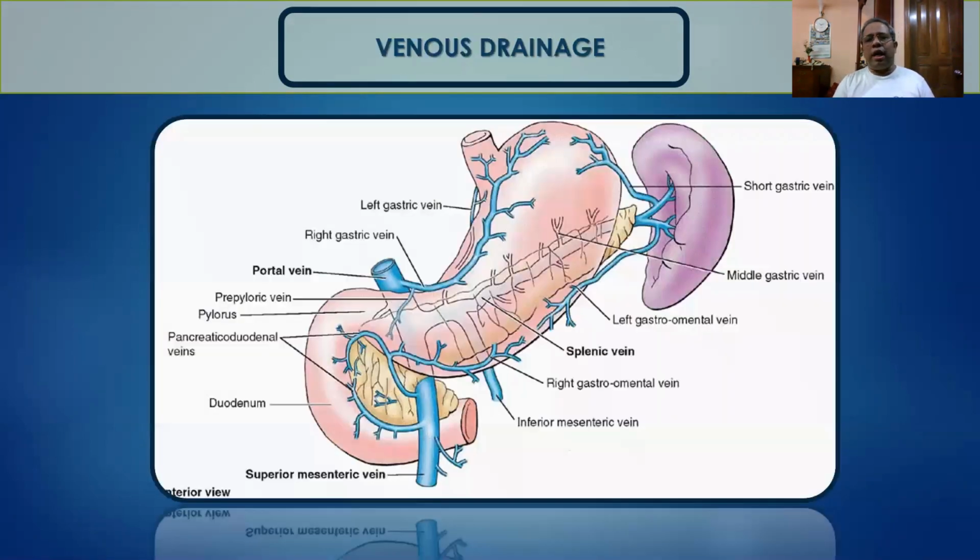Now the venous drainage. There is a vein corresponding to each artery. The short gastric veins drain into the splenic vein. The left gastroepiploic vein goes to the splenic vein, and the right gastroepiploic vein goes there as well. So these are the venous drainage corresponding to the arteries.